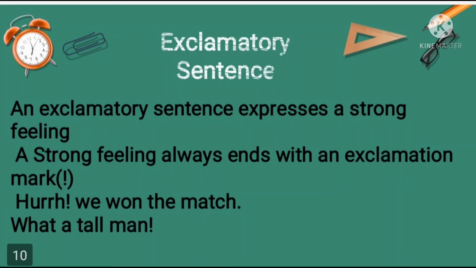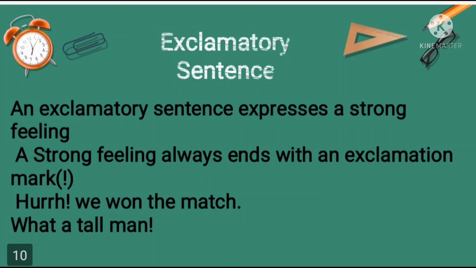Next is exclamatory sentence. An exclamatory sentence expresses a strong feeling. So children, when we express any type of emotion, then we use an exclamation mark for it. These are called exclamatory sentences. A strong feeling always ends with an exclamation mark. It can be sad, happy, surprised, or any excitement.